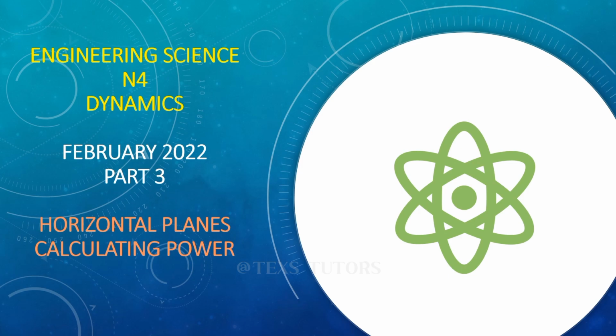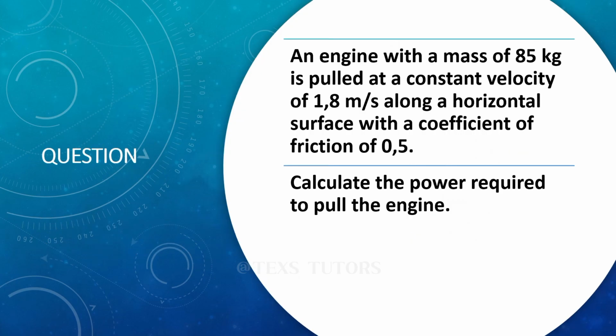In this lesson in Engineering Science N4, we are looking at dynamics. The question we'll be focusing on today is from the February 2022 past exam paper, and the question deals with calculating power of an object moving on a horizontal plane. The question reads as follows.